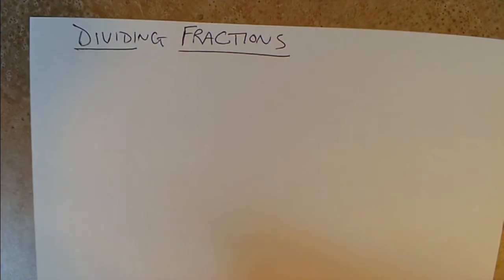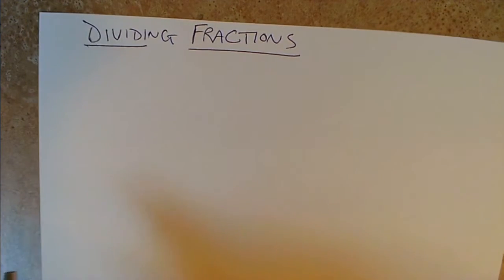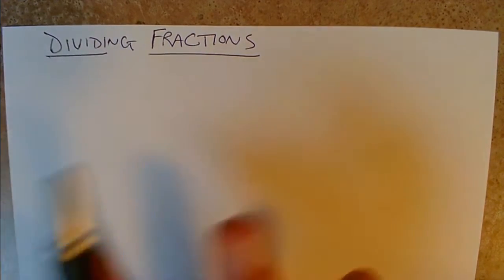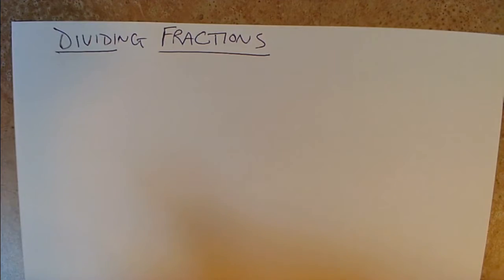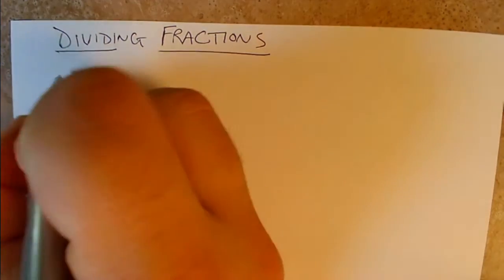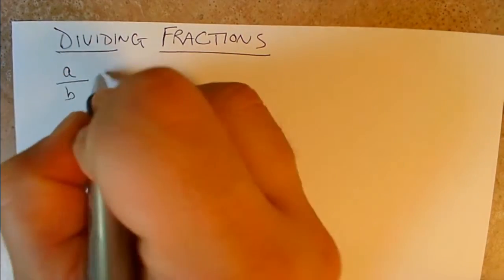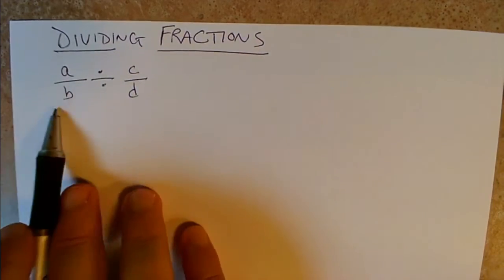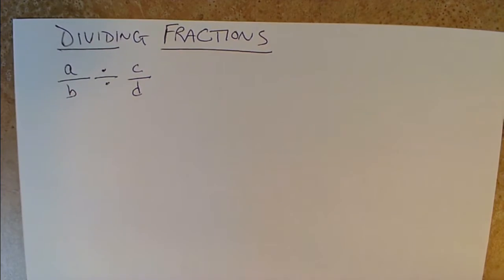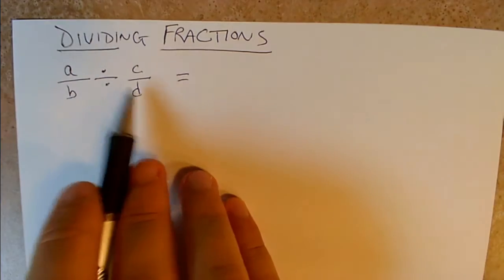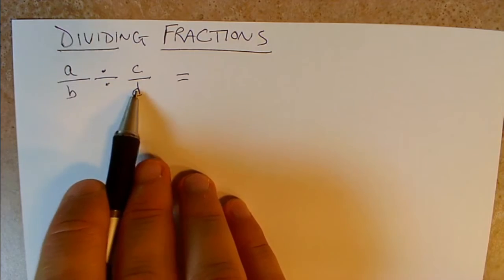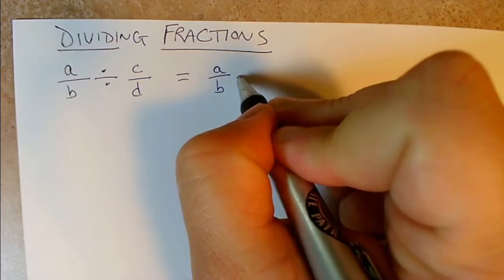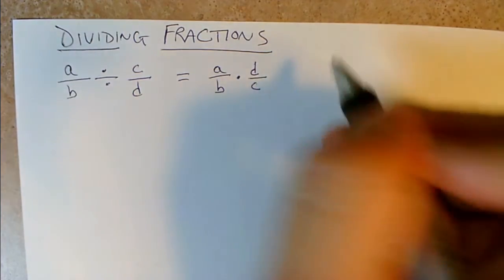So what happens when you have a fraction and you want to divide it by another fraction? It seems rather intimidating, but once you understand what to do and get the hang of it, it's actually pretty simple. If I have A over B and I want to divide that by C over D, I have a fraction and I want to divide by another fraction. What you do is you take the second fraction, flip it upside down, and multiply. So this is going to be A over B times D over C.